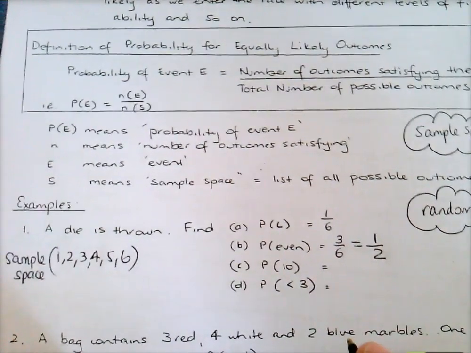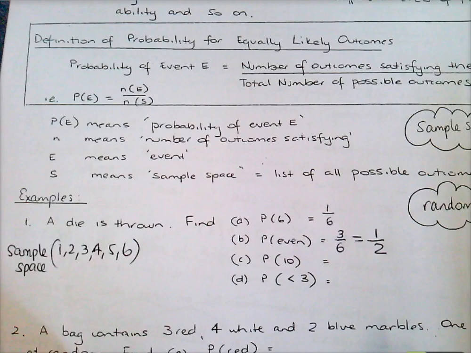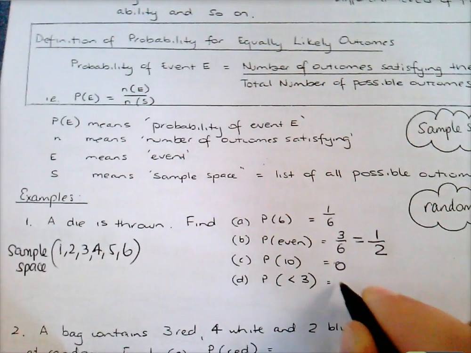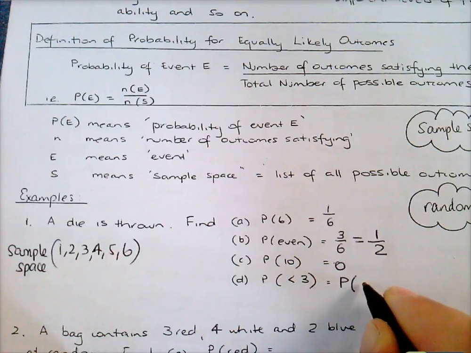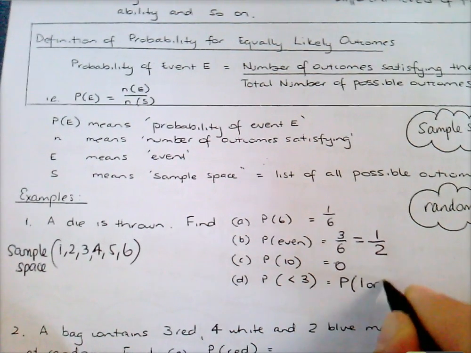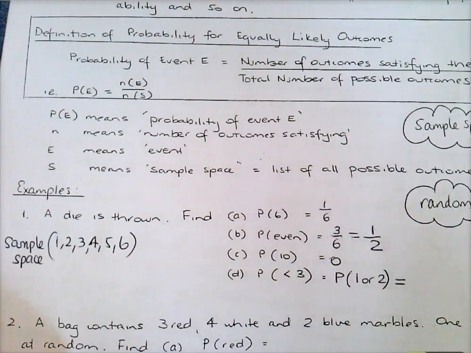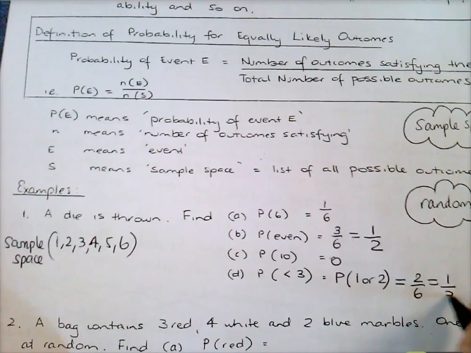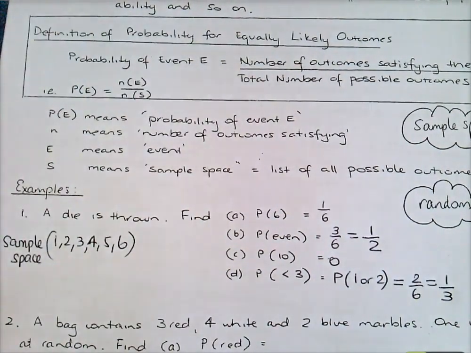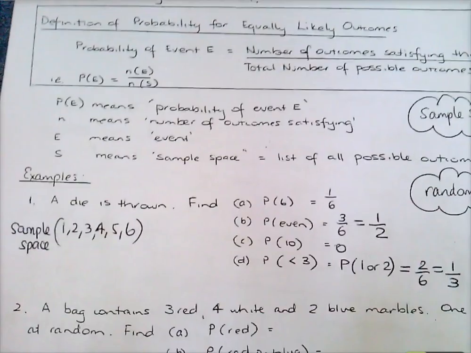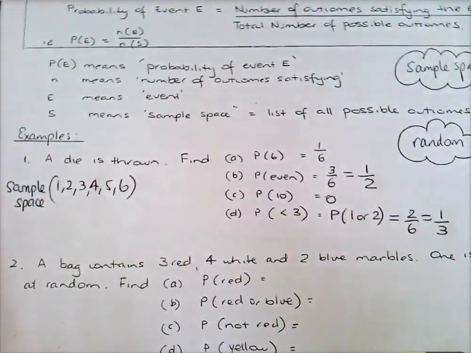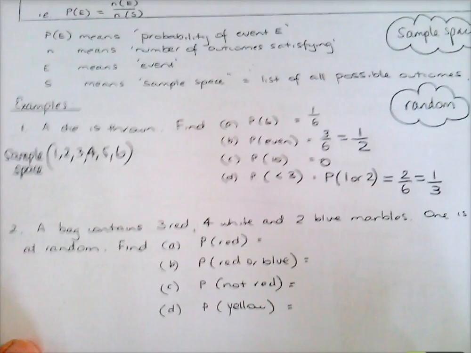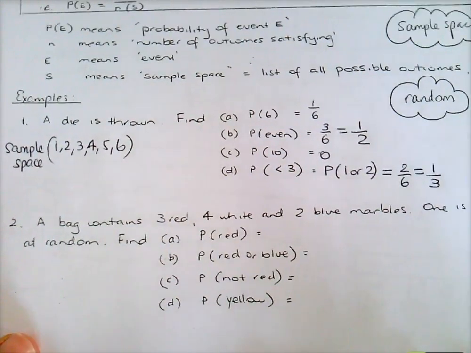Probability that it's even is 3 out of 6 because you've got 2, 4, or 6, but now simplify it. What do you get? 1 half. Okay. Probability that it's a 10? 0. And a probability that it's less than 3 is the probability of a 1 or a 2, which is 2 out of 6, which is 1 out of 3. So you have to simplify your probabilities, please. Okay?